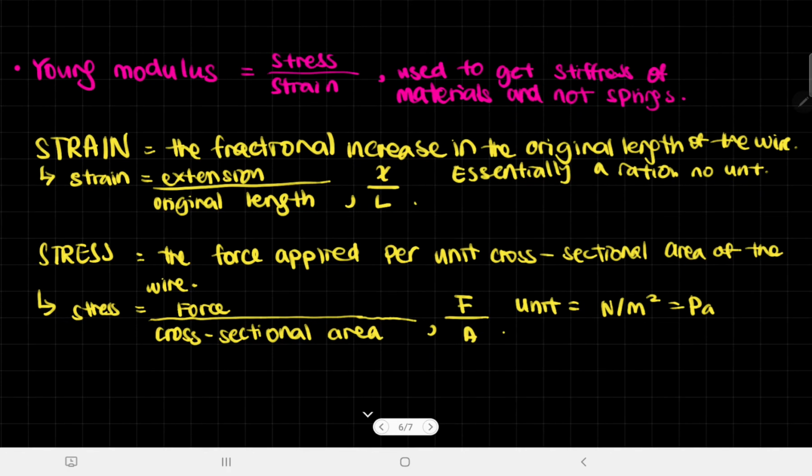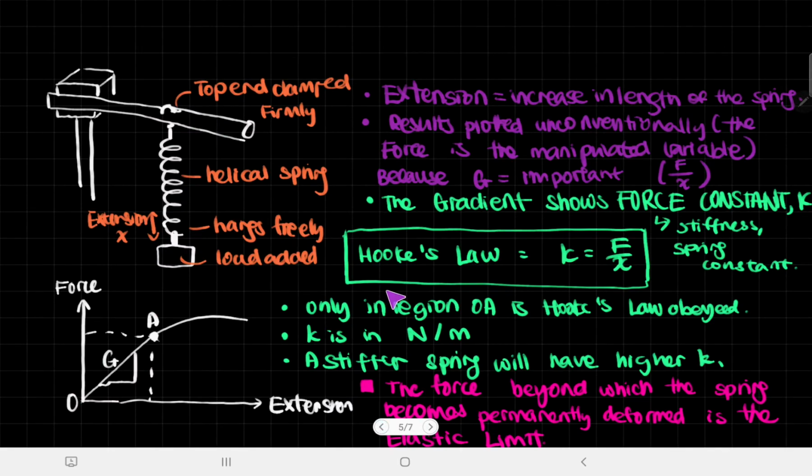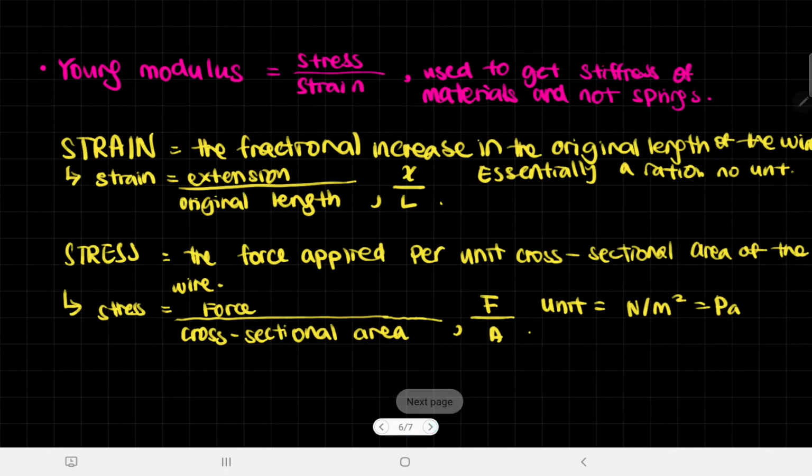You may have heard of Hooke's law. Hooke's law is basically k is F divided by x, and it gives us the stiffness index of a certain spring. However, the Young modulus is very similar to Hooke's law, in that it gives us the stiffness of materials and not springs. So that's where the difference stems from, but other than that, they're pretty similar.